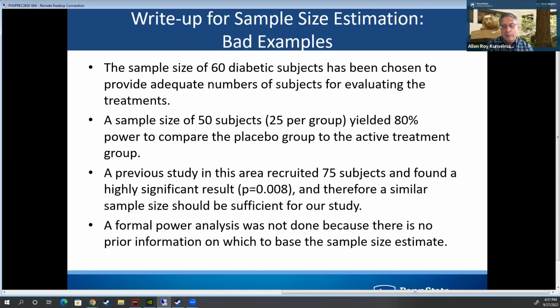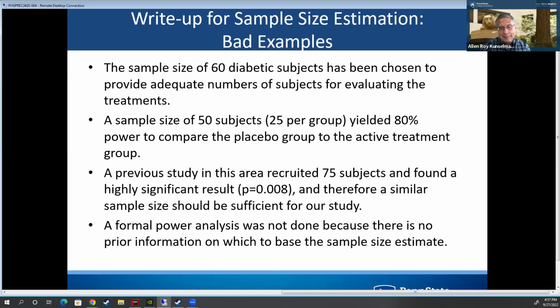And I'm just a couple more minutes and I'll wrap up here. So I just want to give you some examples of write-ups that I've seen that are really bad examples of a sample size write-up in your protocol. If you were to state the sample size of 60 diabetic subjects has been chosen to provide adequate numbers of subjects for evaluating the treatments, this is basically saying I can recruit 60 subjects and do my study. This tells me nothing about the power of the study, the effect size you're trying to detect, or your type 1 or type 2 error. It doesn't really tell me much.